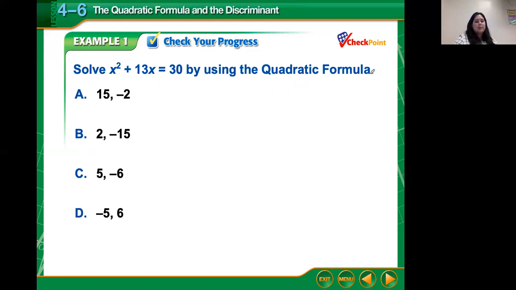All right, let's take a look here. We're going to go ahead and subtract 30 from both sides. That way we can get it into standard form so that we have x squared plus 13x minus 30 equals 0. We're then going to identify a, b, and c. So we see that a is 1 because that's my coefficient of x squared. B is 13 because that is my coefficient of x. And c is negative 30 because that is my constant. It does not have a variable.